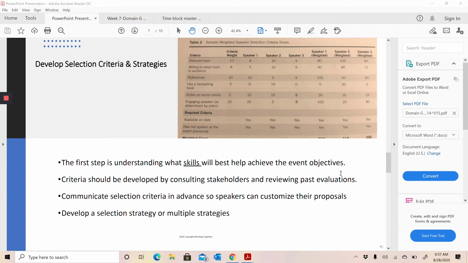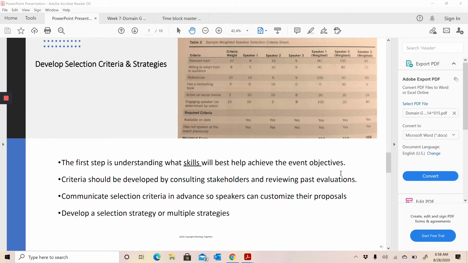On the left here in the column is all of the criteria. Then you're going to come up with a criteria weight. On a scale of 1 to 10, you're going to assign a number, 1 being low, 10 being high, on how much weight it carries toward the event goals and objectives. So like a relevant topic. Well, content is king, especially now with virtual. So you want to make sure that a relevant topic is pretty highly weighted on your scale. So that's going to be at like a 10.